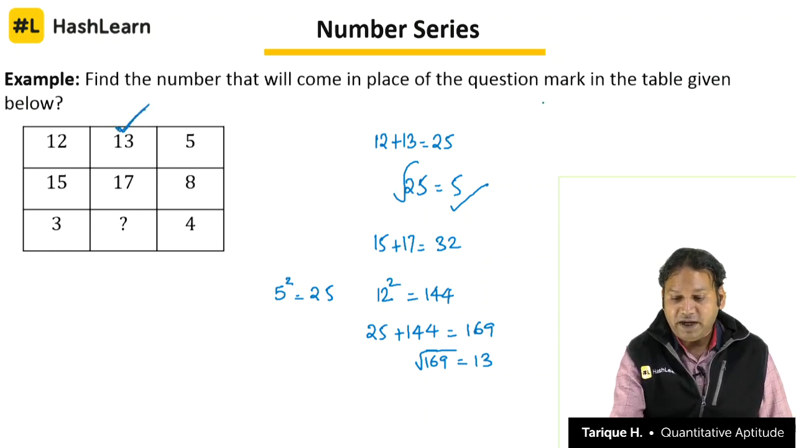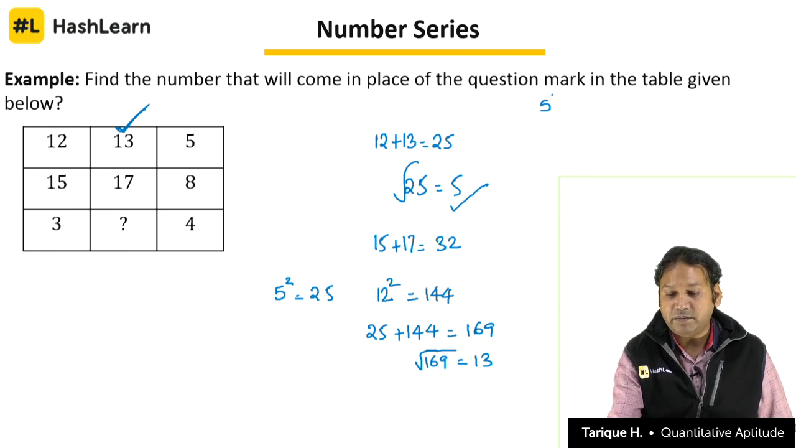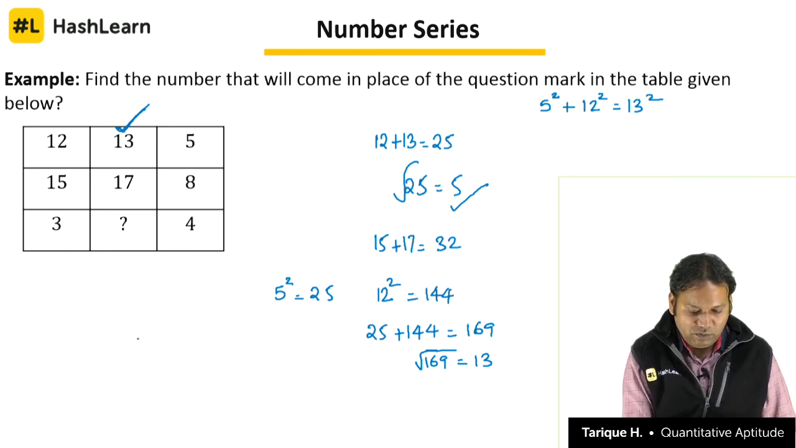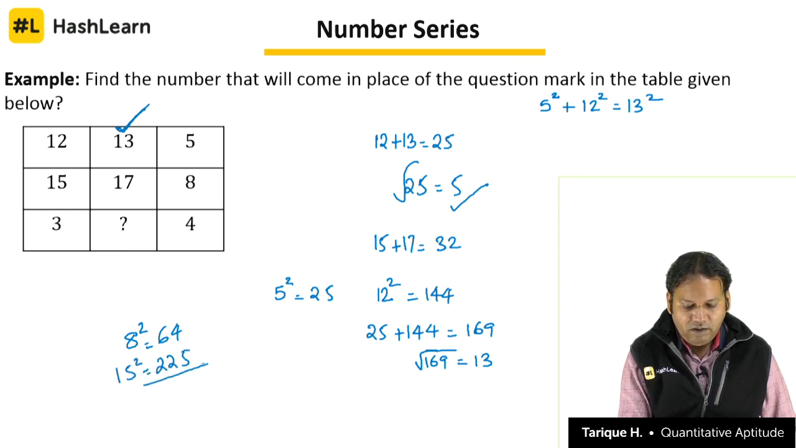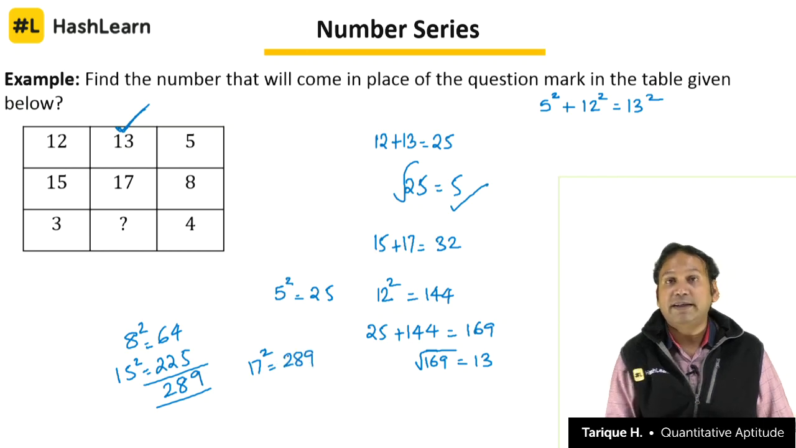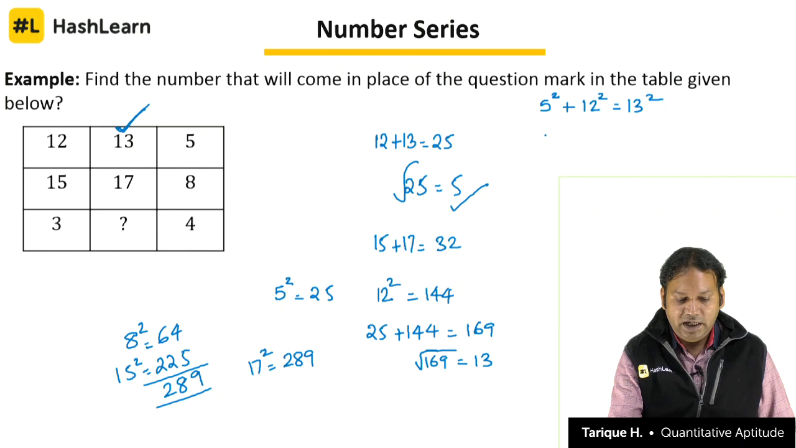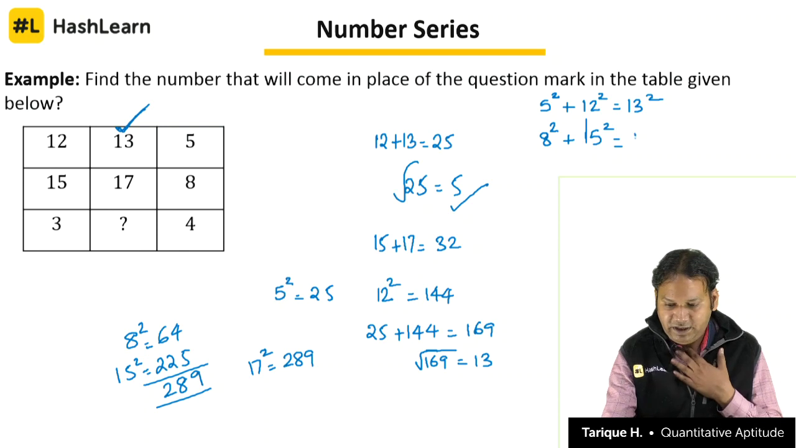That means these numbers 5, 12, 13 basically are right angle triangle numbers, Pythagorean triplets. They make a right angle triangle. 5 square plus 12 square is equal to 13 square. Let's try with 8, 15, 17. What is 8 square? 8 square is 64 and 15 square is 225. Adding them, you can see very clearly 17 square is equal to 289. That is how we got the number 17. That means 8 square plus 15 square is equal to 17 square.